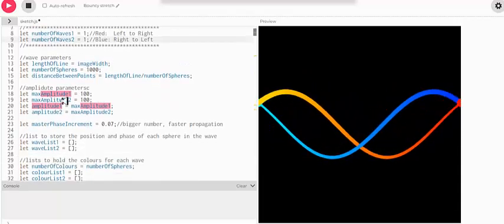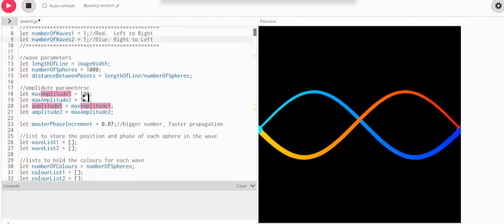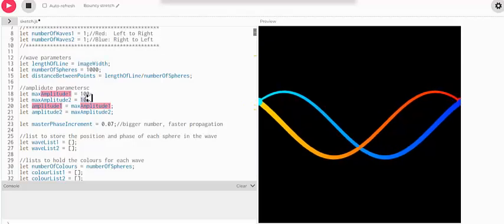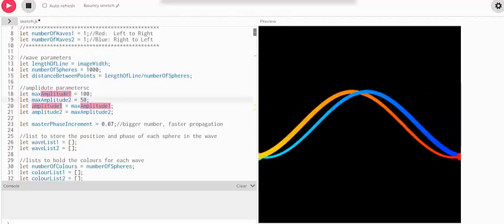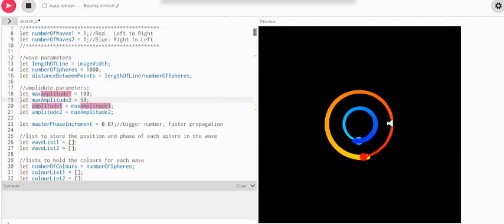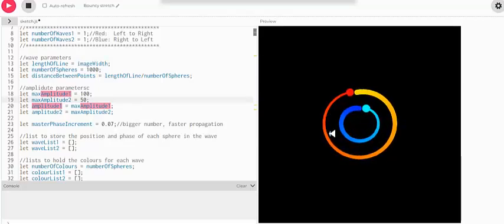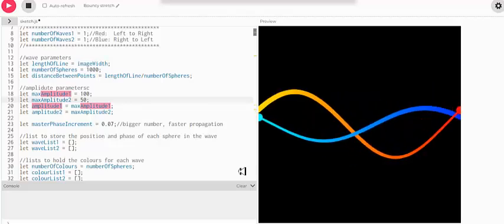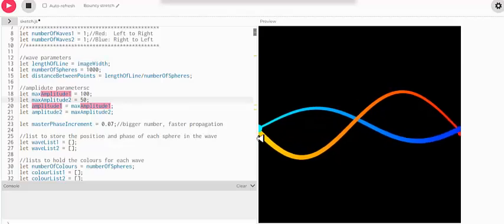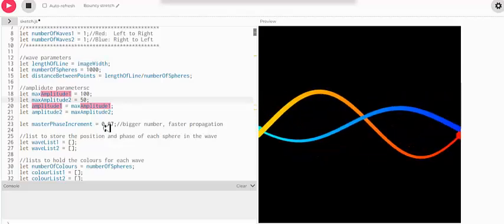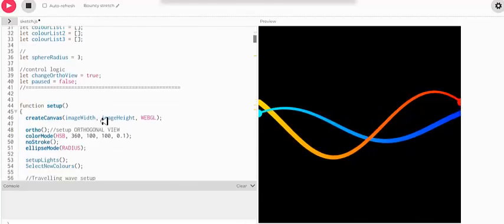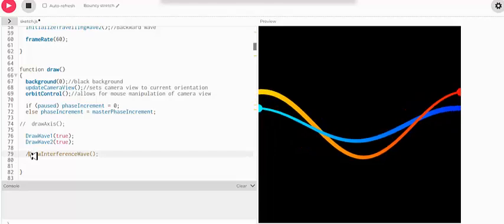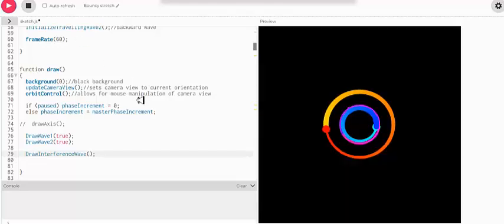You can also set the amplitudes for each wave. Here I set them both to 100, but let's say I set the second amplitude to 50. It's going to be half the amplitude, so you can see from this view the blue wave is much smaller than the red wave, and when you look at it from the side, the blue wave is shorter than the red wave. Then we can re-enable the interference pattern and see what that looks like.